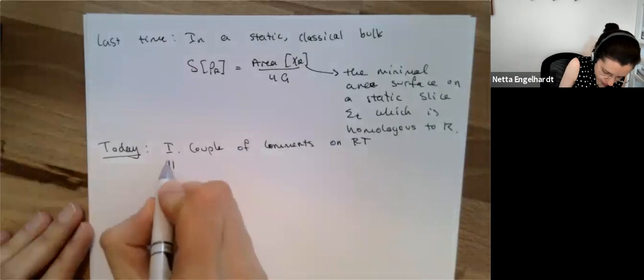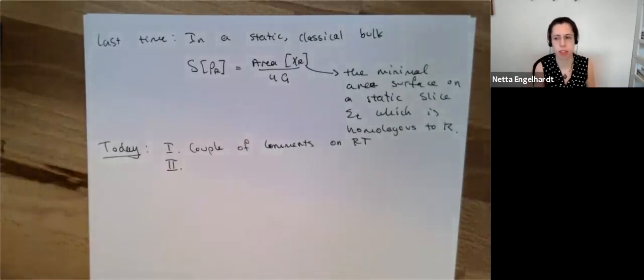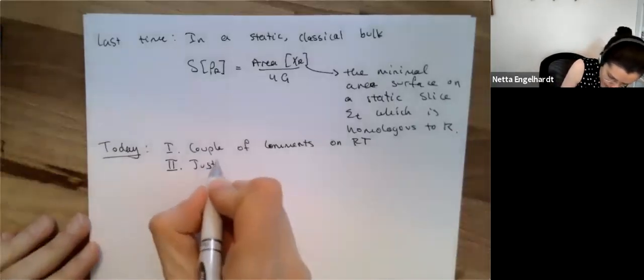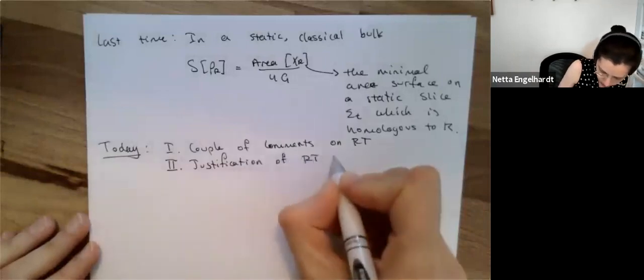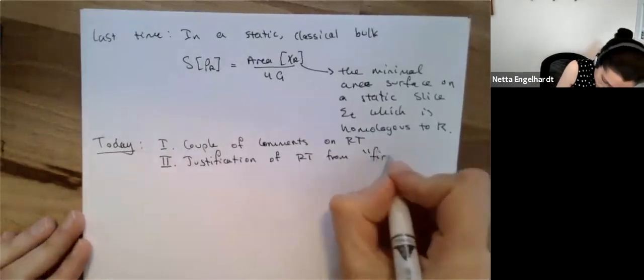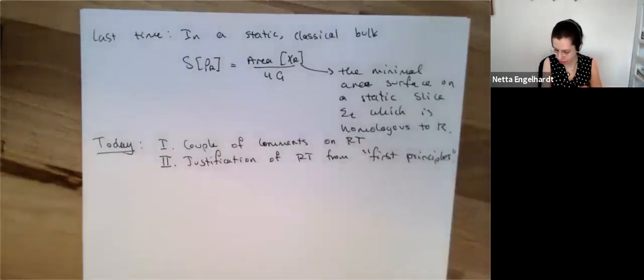Then I'm going to just very, very briefly outline the so-called derivation of the Ryu-Takayanagi proposal. Derivation is maybe a somewhat strong word, but this is the so-called Lewkowycz-Maldacena gravitational replica trick. We won't go into it in too much detail, but I want to give you a flavor of how it works. So this is a justification of Ryu-Takayanagi from, in quotation marks, first principles. It's not really first principles, but in some sense it's as close as we get in AdS/CFT.